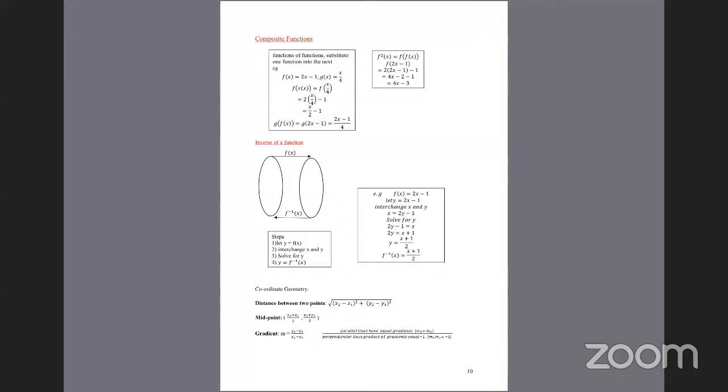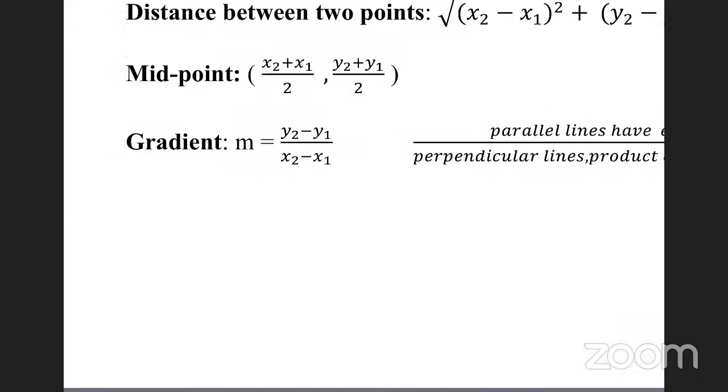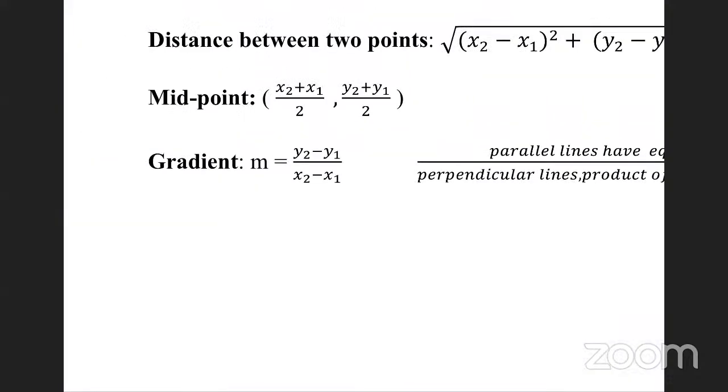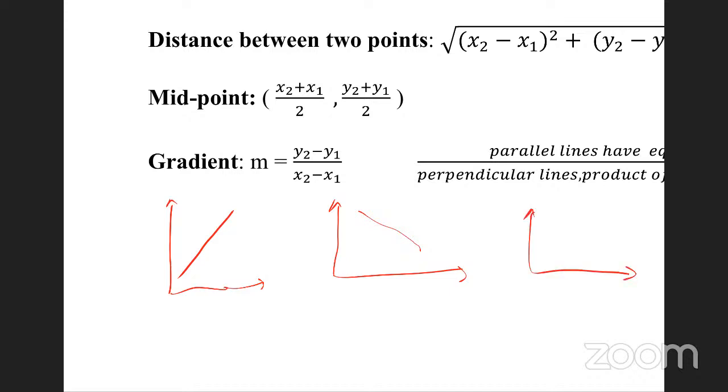If you look at your gradient here, I want you to remember a few things. If you have a line sloping like that, that's a positive gradient. If you have a line sloping like this, that is a negative gradient. If you have a line sloping like this, that's a what? No gradient. The gradient is 0.